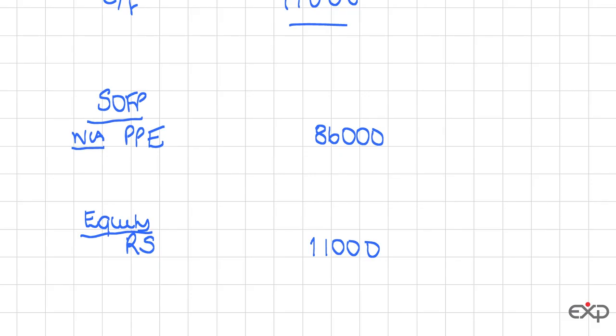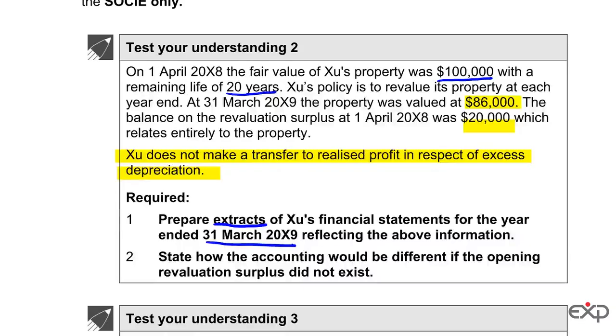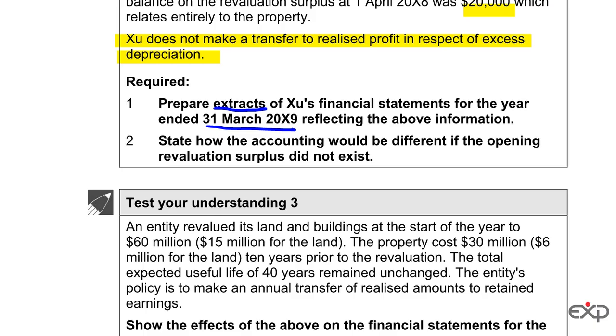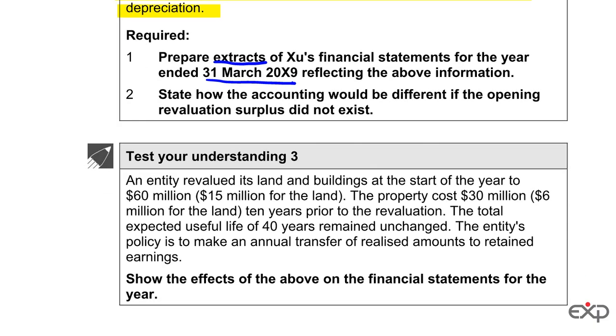Now that one was a reduction in value. Let me show you what would happen if we had land and buildings that went up in value, but also let's have a look at what this means.